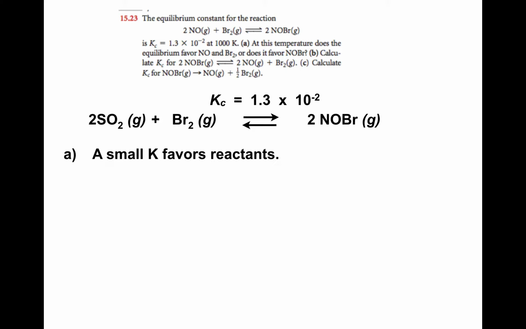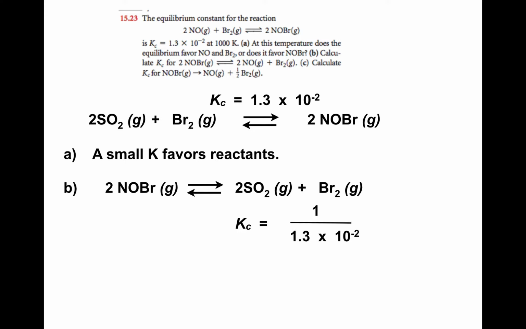B, calculate the Kc value for the reverse reaction, right? So turn the reaction around. Put 2 moles of NOBr turning into nitrogen monoxide and bromine. If you turn the reaction around, a reaction that's non-spontaneous in the one direction is now spontaneous in the other. So to get the magnitude of the K value, we take the inverse of the K value. And that would give me a number larger than 1. So non-spontaneous in one direction means spontaneous in the other direction.